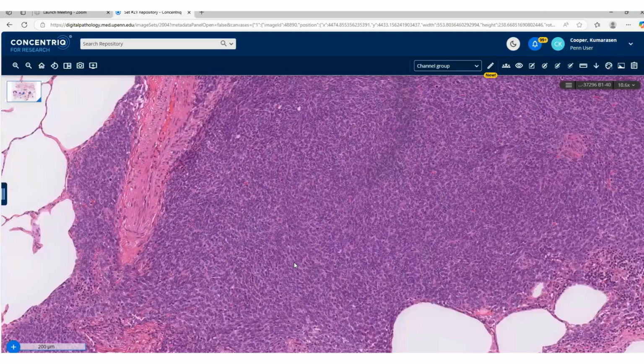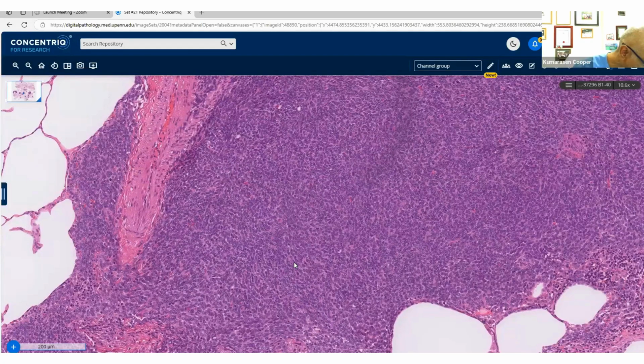I was just thinking, it looks like those translocation tumors where everything looks the same, but you know it's not benign, like a monophasic synovial sarcoma. I don't know if I'm... You're spot on. You're right. That's exactly what it is. Monophasic synovial sarcoma.